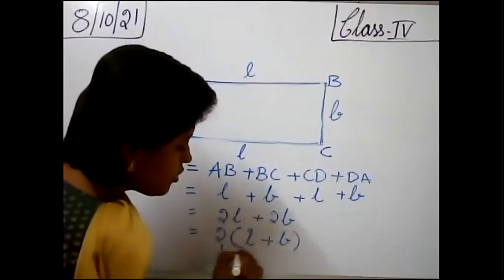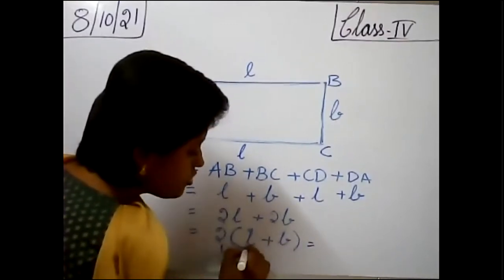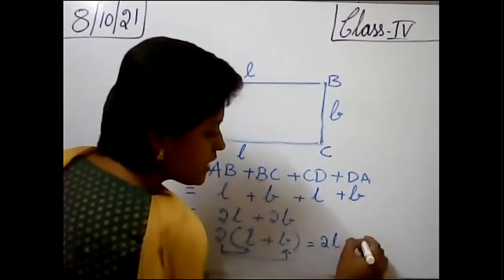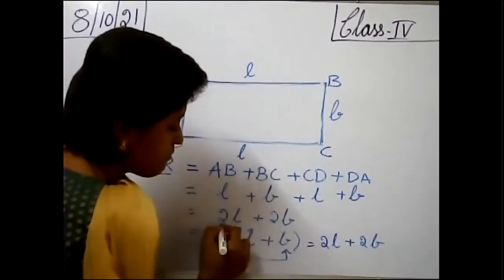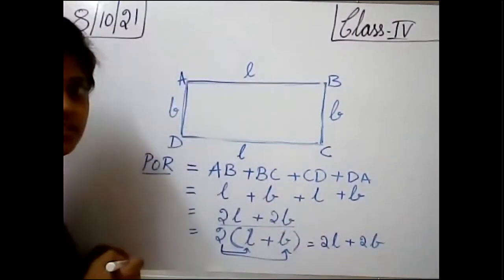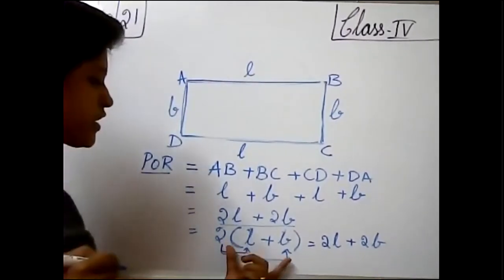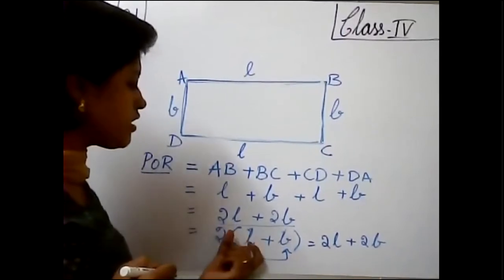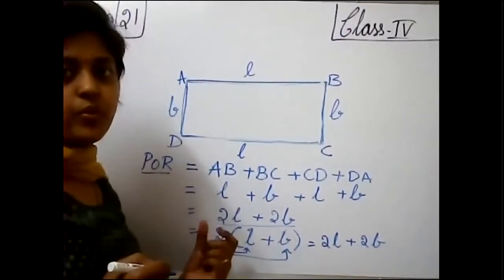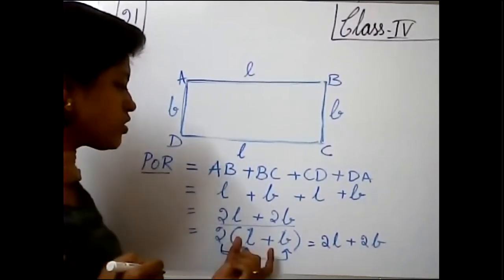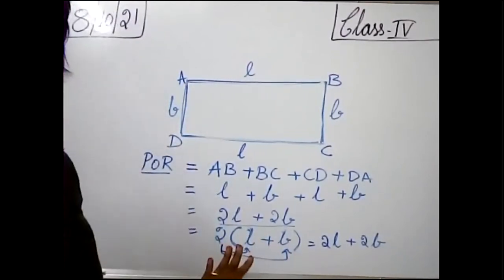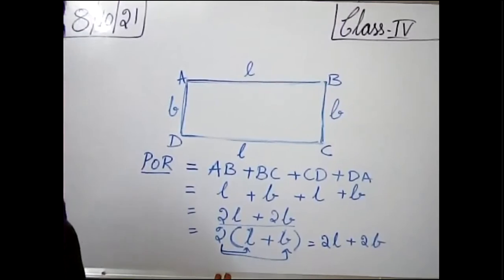So 2 into L, again you will get 2L. Now 2 into B, plus 2B. See, the same thing you got here, in the short form we have written like this. So what is the perimeter of a rectangle? 2 into L plus B. What is the formula, children? 2 into L plus B. Now, is it clear, Arika?